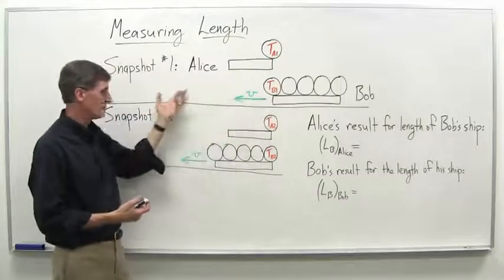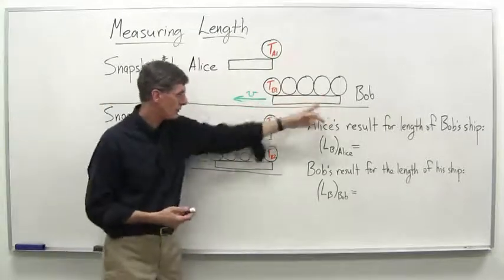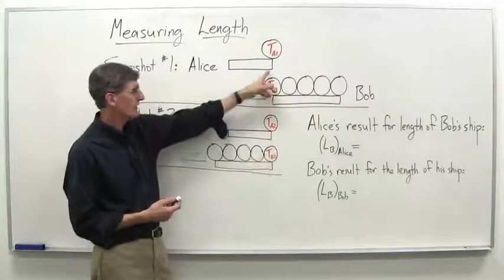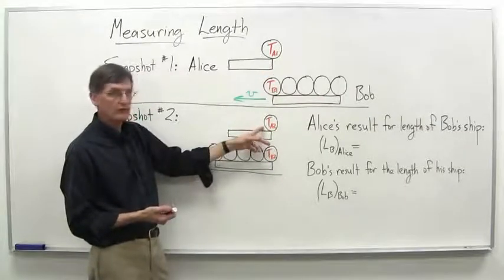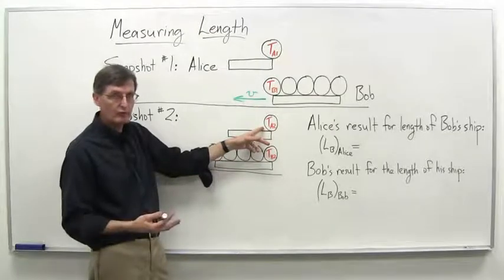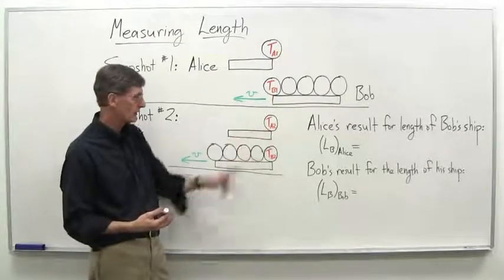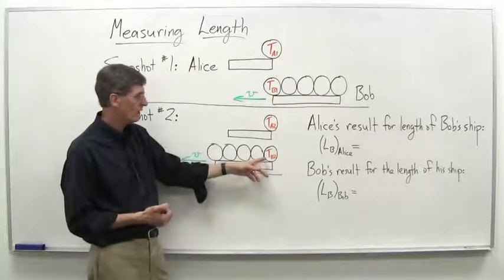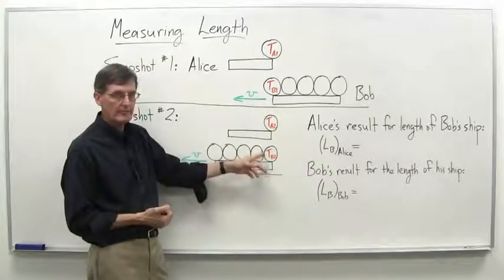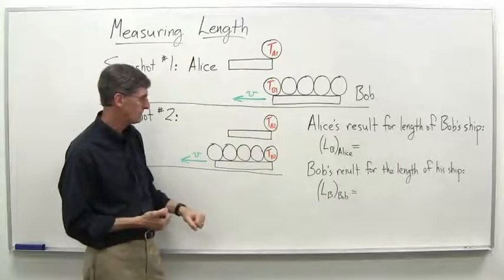Bob's spaceship travels on. Then when the end of Bob's spaceship reaches that point, another photograph will be taken. By that time, Alice's clock will be at T sub A2, her clock at time 2. And Bob's clock will have some T sub B2 on it as well, time number 2 there.